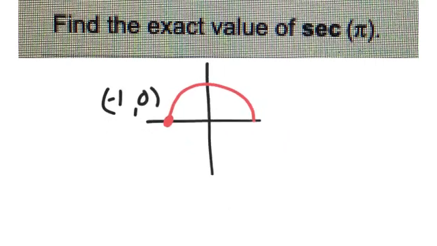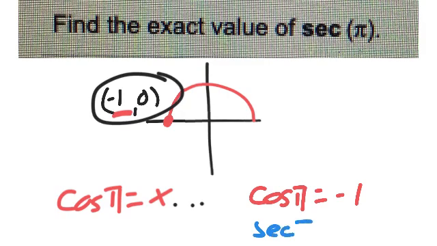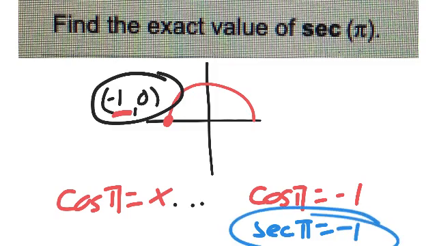Now again, the way I think about it, I know secant would be the reciprocal of cosine. I know that cosine of an angle is equal to the x value. See, I really got to think. I get it mixed up. Now, because it's the x value, in this, the x value is negative 1. So I would say cosine is negative 1. And the reciprocal of cosine is secant. So I would do the reciprocal of negative 1. So if I flip negative 1, it's still negative 1. So secant of pi is negative 1.